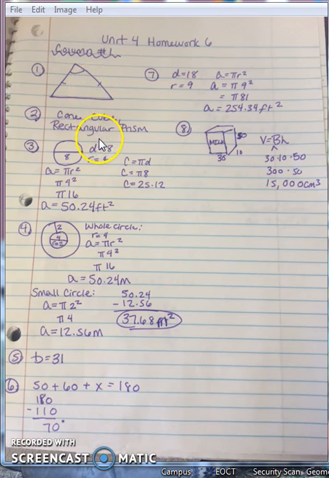Number 2. Cone, cube, cylinder, sphere, and/or rectangular prism. My cross sections can sometimes be a triangle. The only ones that would possibly have a triangle in it would be a cone, a cube, according to the video that you watched, and a rectangular prism. It would only be a rectangular prism if you did a slanted cross section, like to one of the corners. Sometimes that would give you a triangle.